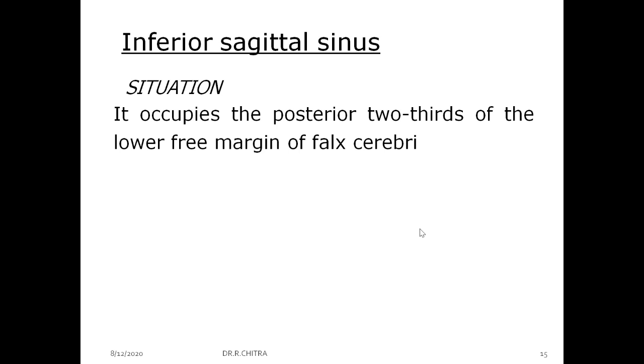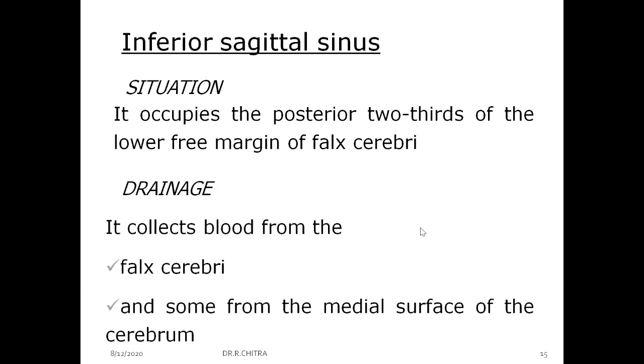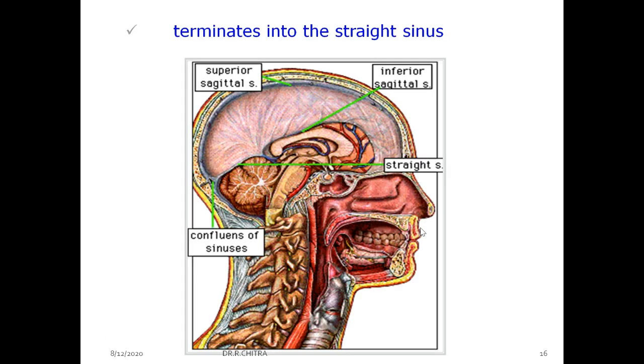Inferior sagittal sinus. It occupies the lower free margin of the falx cerebri, posterior two-thirds only. So it collects blood from the falx cerebri and also from the medial surface of the cerebrum. So this is the inferior sagittal sinus, collecting from the medial surface of the cerebrum and from the falx cerebri also.